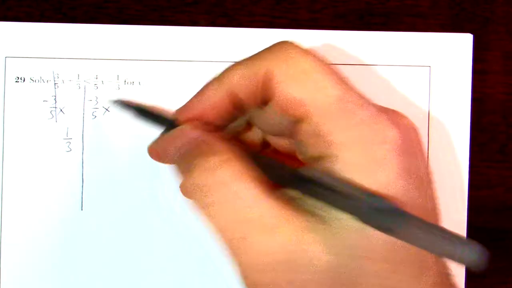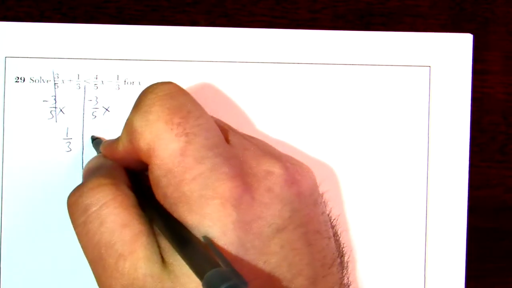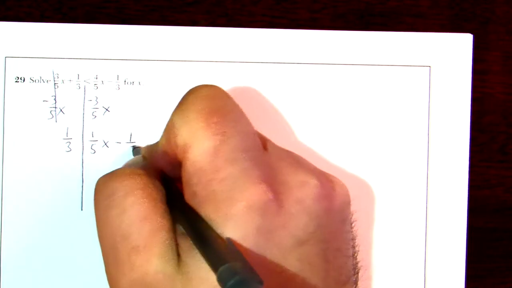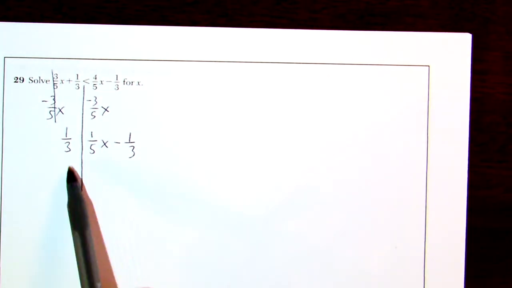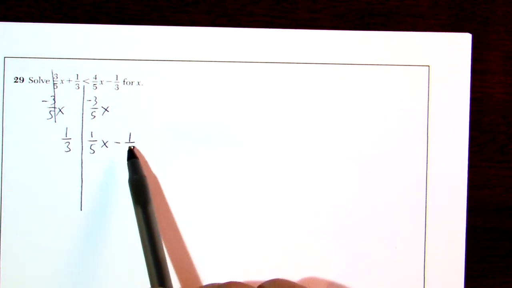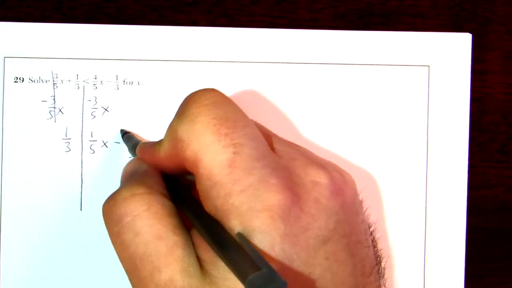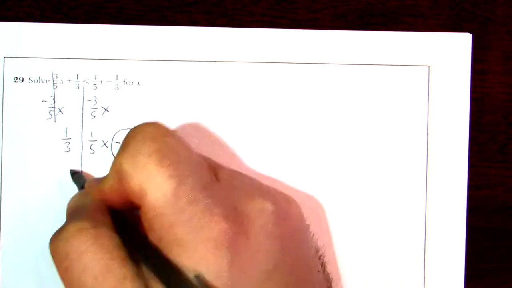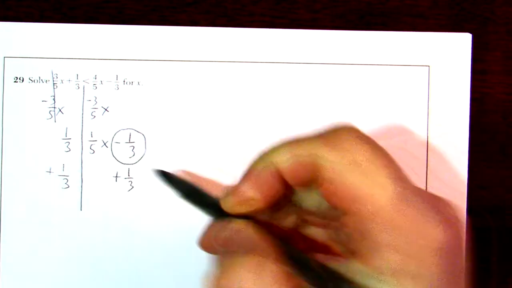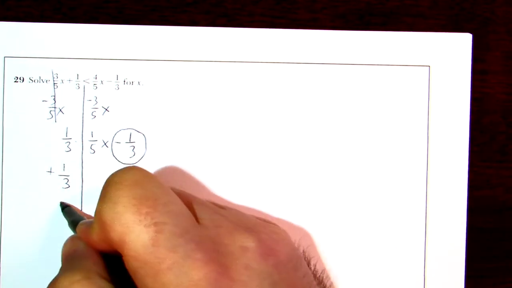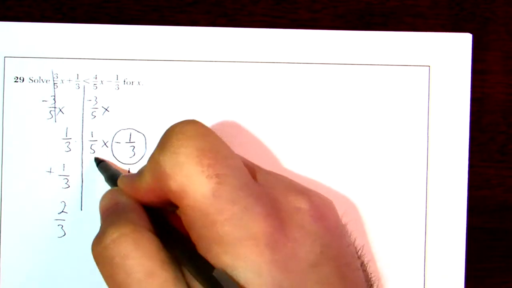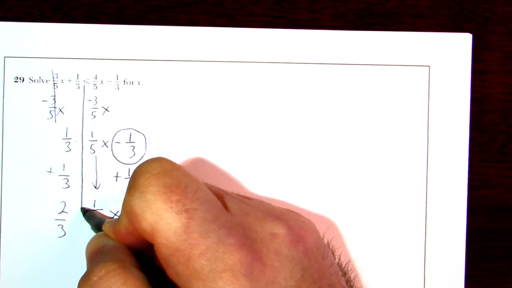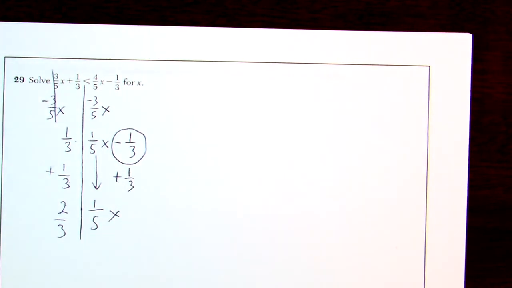4/5 minus 3/5 is 1/5 x minus 1/3. So since I brought the x's to the right, I want all the other stuff to the left, and we start with getting rid of the minus 1/3 by adding 1/3 to both sides. 1/3 plus 1/3 is 2/3. 1/5 x drops. Okay, so now we get left with one more thing.